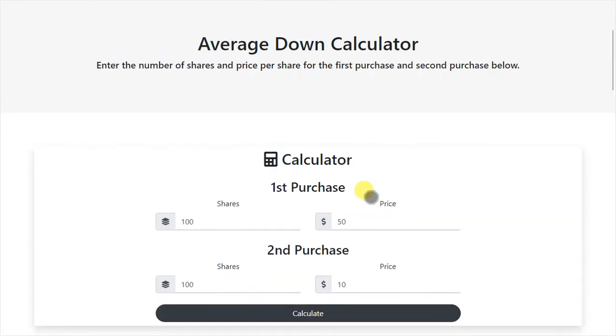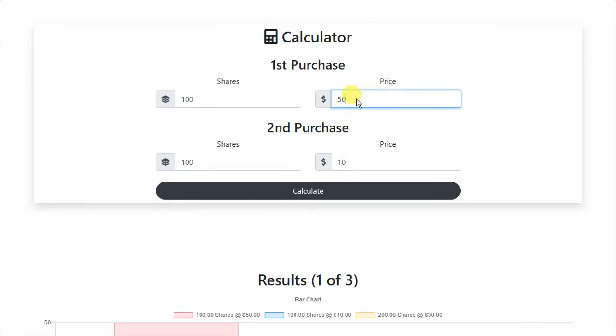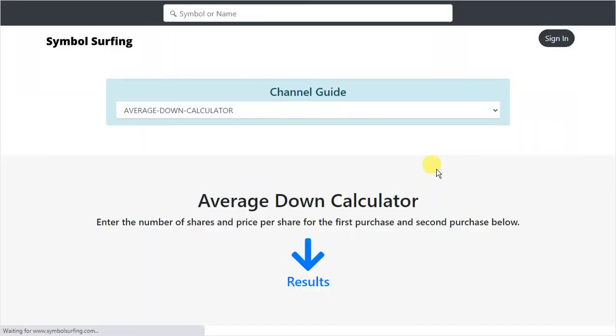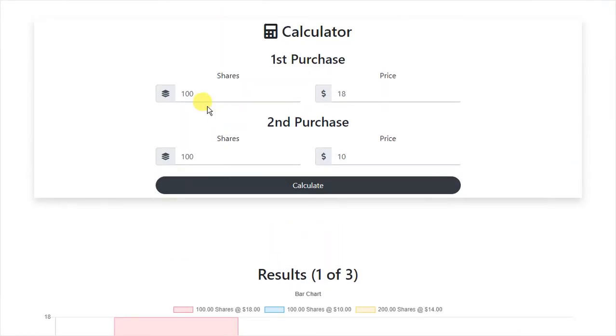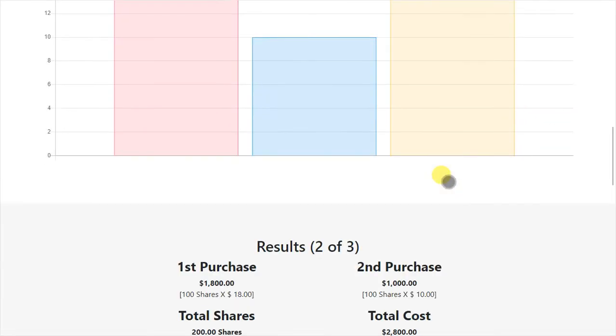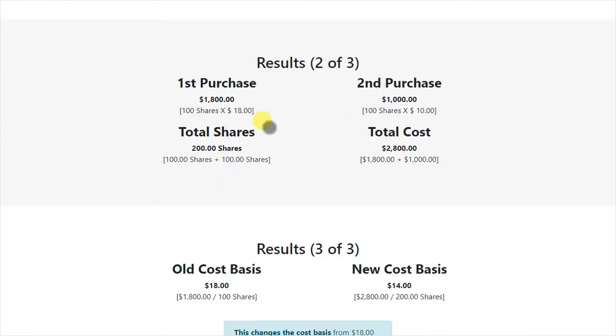All right, let's go back and say we bought at 18, and then let's say we bought another at 10. In this scenario, hopefully it doesn't get to 10, but if it does, you'll have this video to reference, and you can obviously use this calculator on the Symbol Surfing channel. Just confirming, we're doing a scenario of 100 shares at 18, 100 shares at 10. So here's this graph. I'm going to go through this a little bit quicker here.